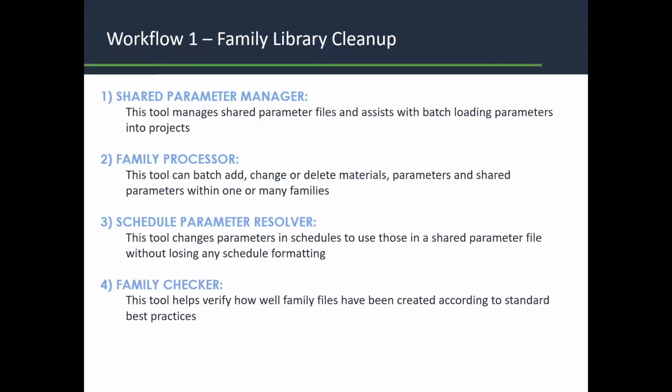Fourth tool we'll take a look at for the family library cleanup is the Family Checker. This tool helps verify how well family files have been created according to standard best practices. This is a 40-point system that grades a family or group of families to evaluate how well it was constructed and produces a report in the form of a spreadsheet. This tool is often used as a precursor to the family processor. So for example, you could evaluate and determine what needs to take place within your family with the Family Checker, and then you could address those issues with the family processor. So let's take a look at these tools in action.